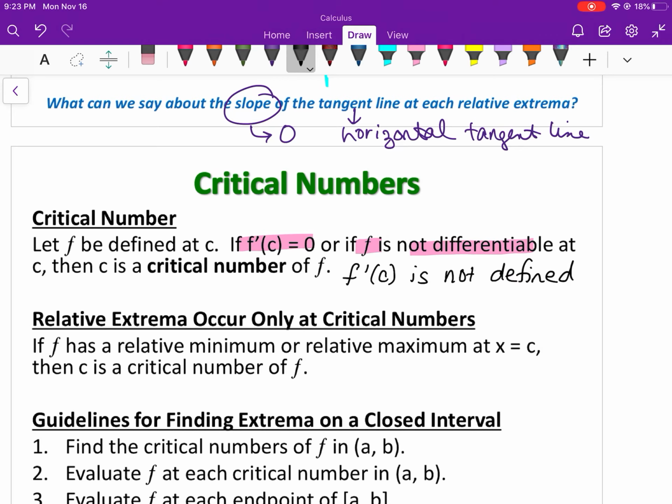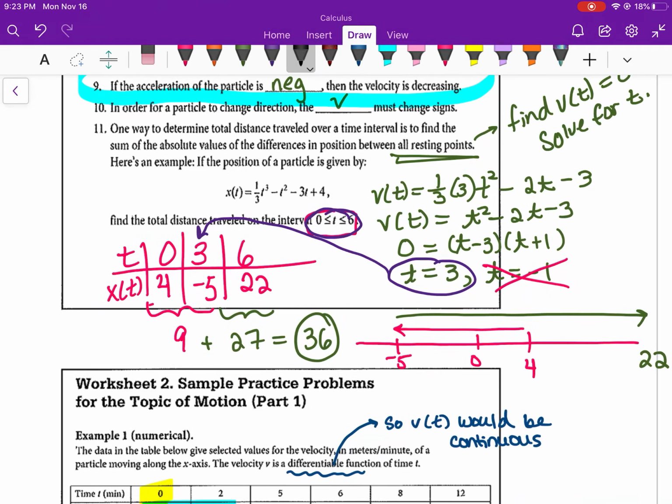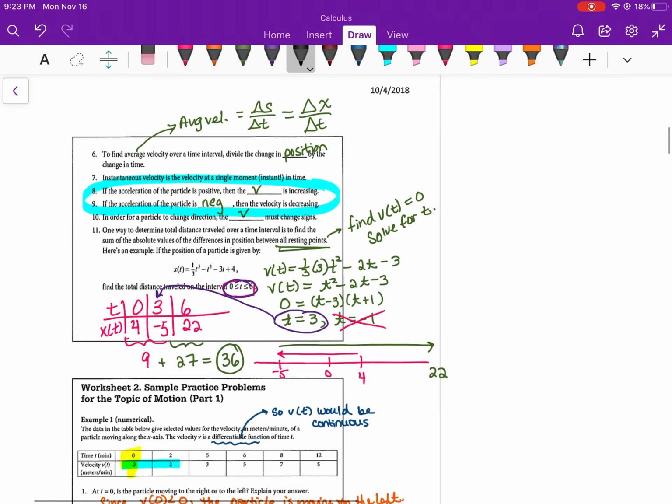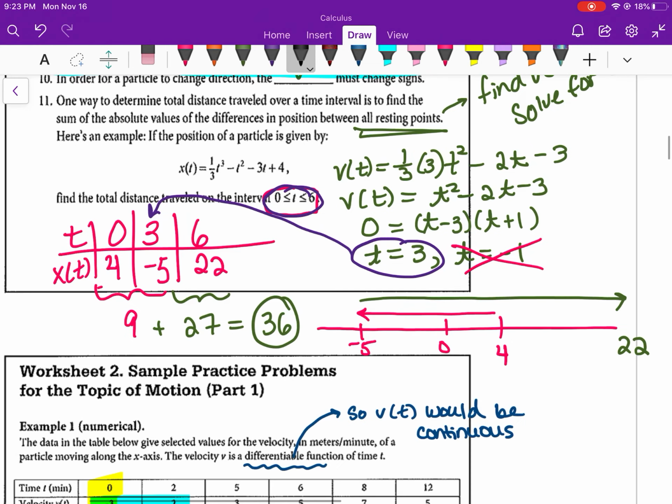Now I'm going to show you something here to bring this back to the motion module, because you've actually found critical numbers before. I'm going to take you back there right now. In Chapter 2 in the motion module, this problem was on the very first page that we worked on, and we were looking for the total distance. When you took your velocity function and set it equal to 0, and found time to be 3 and -1, those were actually critical numbers. So we plugged 3 right into this table, and then we went and found the distance.